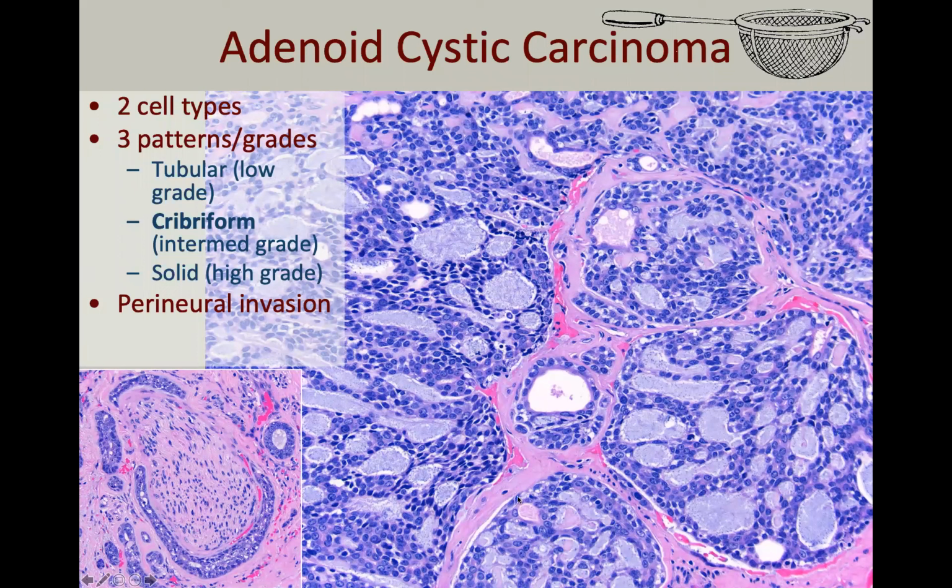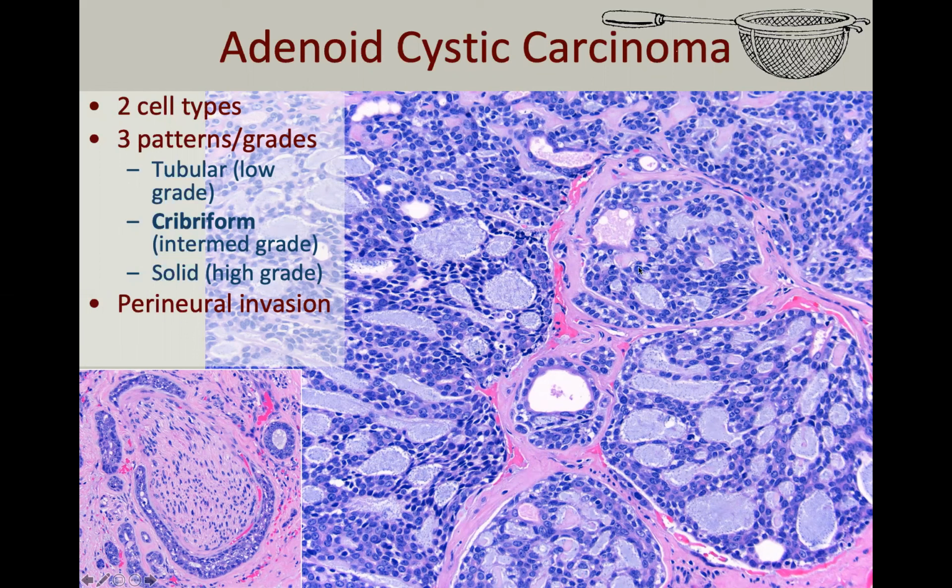Because adenoid cystic is of epithelial and myoepithelial cells, it is the myoepithelial cells that actually secrete this bluish basement membrane myxoid-like material into the center of these spaces. So this is not really a cyst lined by epithelial cells. This is actually a space lined by myoepithelial cells that secrete the matrix here.